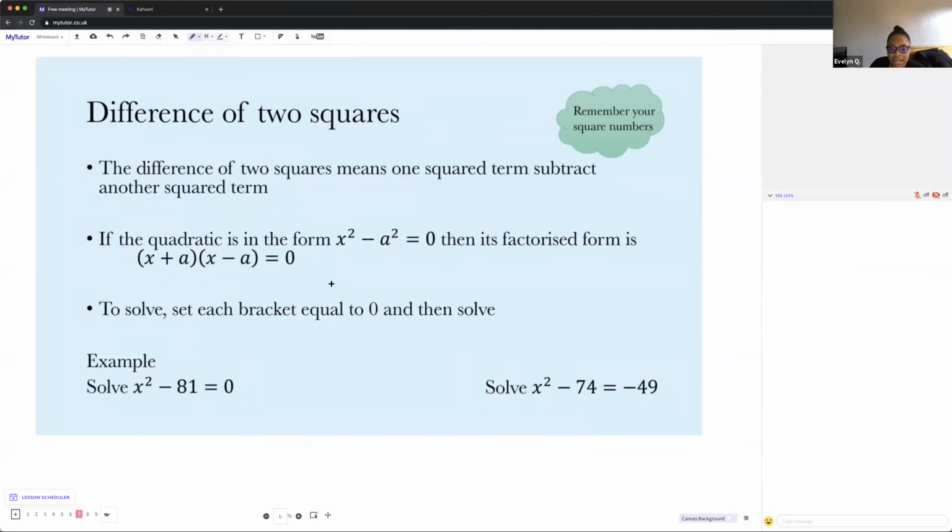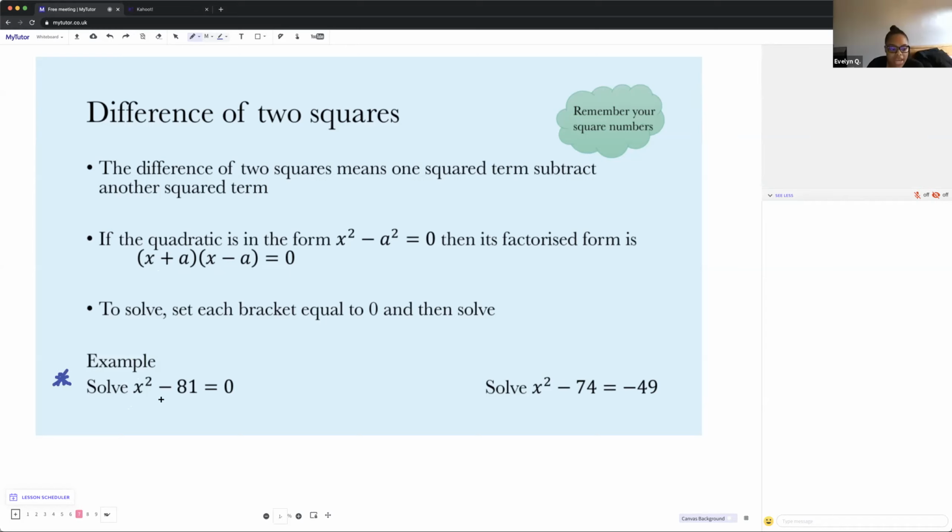Difference of two squares means one square term subtracts another square term. So if the quadratic is in this form, x squared minus a squared equals 0, where a is just another normal number, then it can be factorized in this form: x plus a, x minus a equals 0. And then to solve, again, just like what we did before, set each bracket equal to 0 and then continue to solve. So we're going to have a look at this one together.